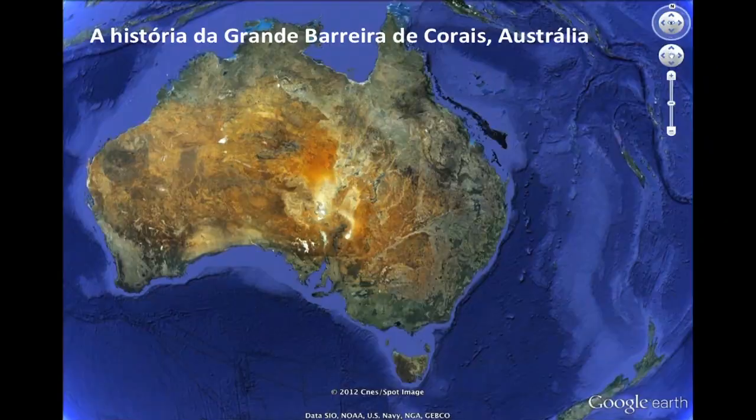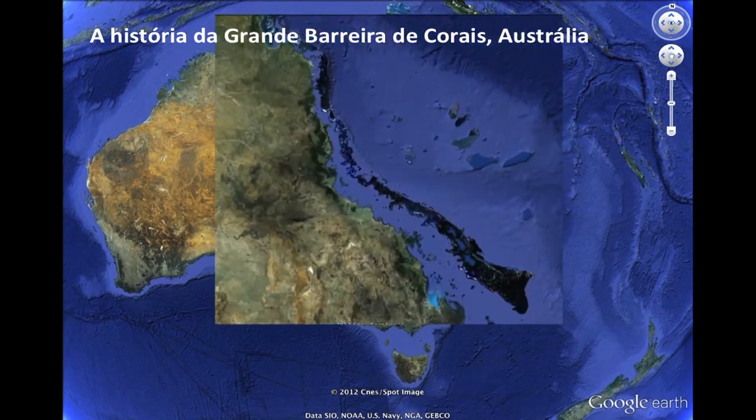I'd like to start with a story from my home country, which is Australia. Australia has got the biggest coral reef in the world, the Great Barrier Reef. It stretches 2,200 kilometers along the Queensland coast. It is the size of Japan.